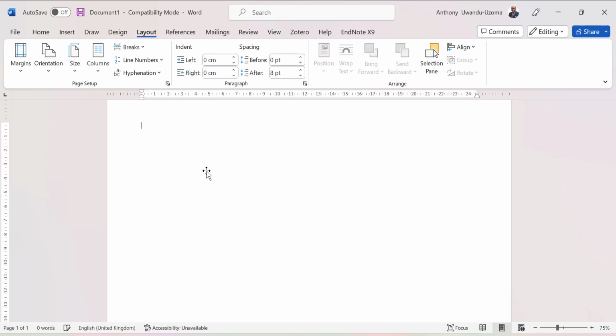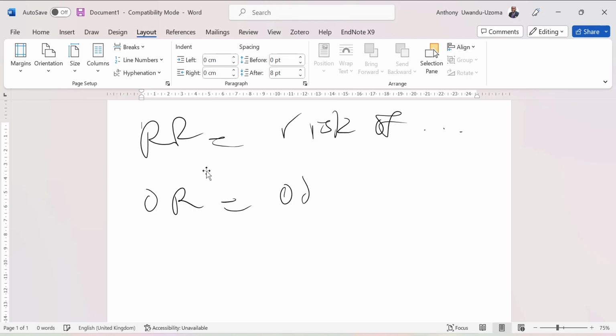So if you are talking about the relative risk, we are talking about risk. The risk of the disease increases by or decreases by. If you're talking about odds ratio, here you will say the odds of a disease increases by or decreases by. So take note of the different things. They have different calculations, right?